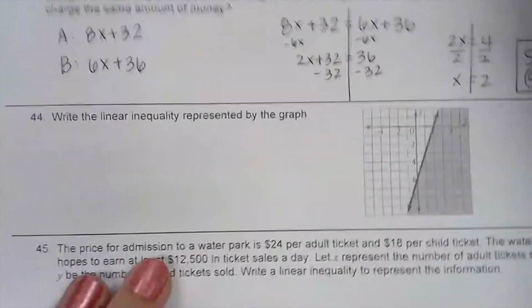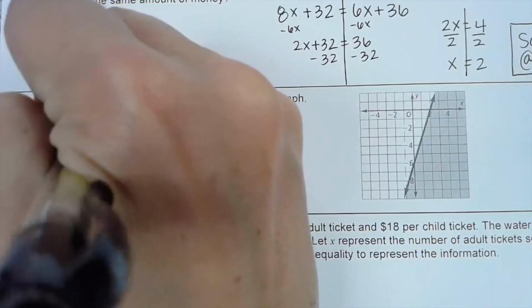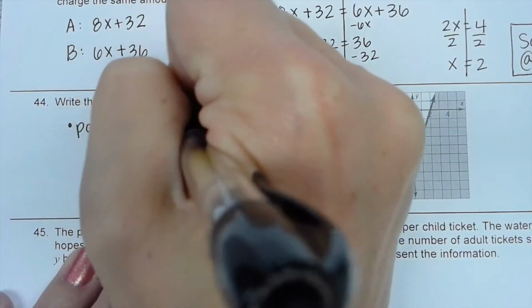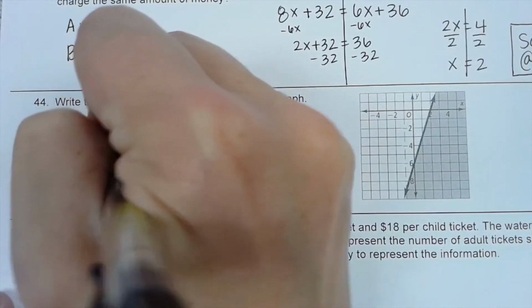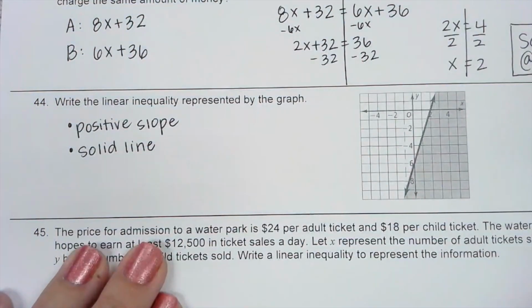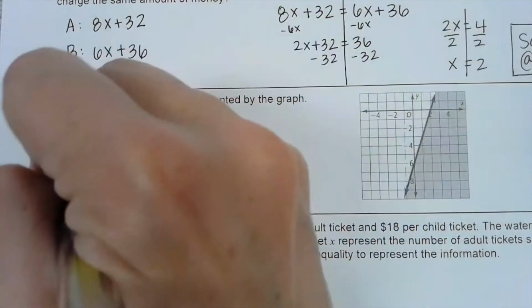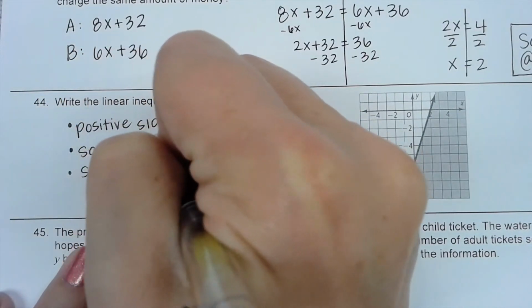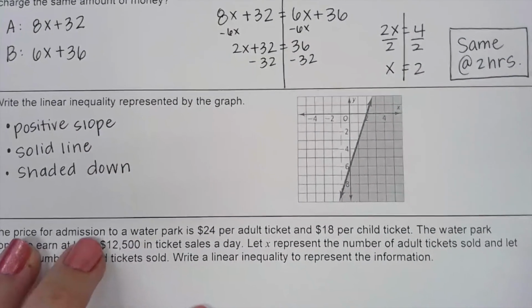Question number 44, it says write the linear inequality that's represented by the graph, and so the graph that's given to you is over here. So there's a couple different things you want to keep in mind. This graph is going up, so you know that the boundary line is going to have a positive slope. You know that the line is solid. And then from looking at the graph, if this was a tree in the forest and if it fell down, it would fall this way. And so you know that this line is shaded down from the line. And so those 3 pieces of information should help you figure out how to write the inequality for the graph.